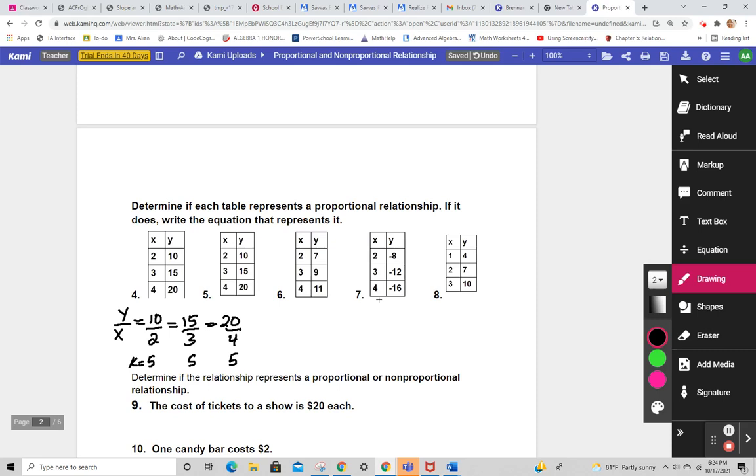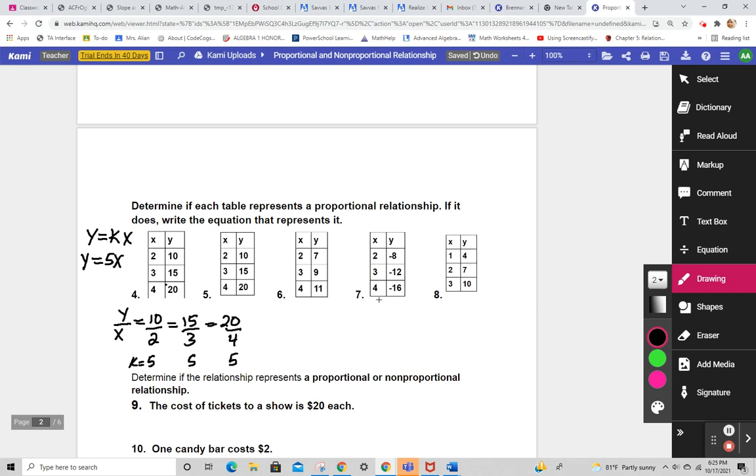So my constant ratio for this relationship is 5. Now I can write the equation that goes with this relationship. We'll start with y equals kx, because that's the equation of a proportional relationship. And then we'll come back and replace k with 5 to represent this relationship. So it'll be y equals 5x. And that's it. All right, let's try the next one.